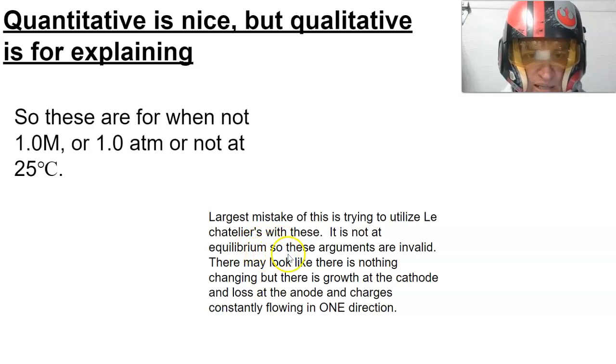This is not at equilibrium. If it was at equilibrium, it would be 0. But the whole concept is it's not. It's creating a voltage. It may look like nothing's changing, but there would be growth at the cathode and loss at the anode. And the charges are constantly flowing one direction, not both.